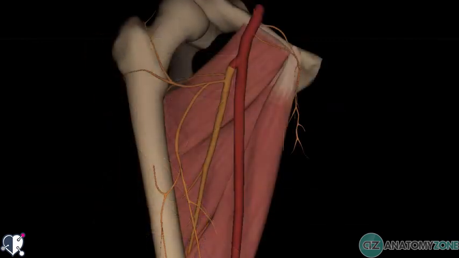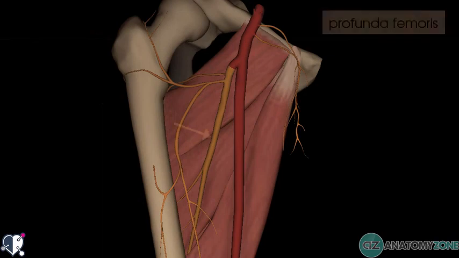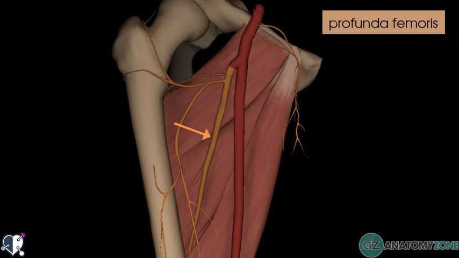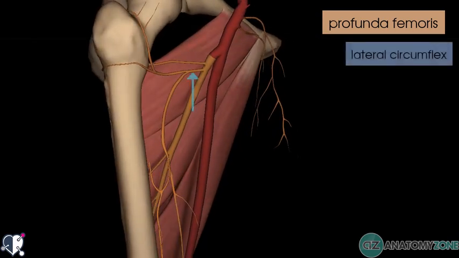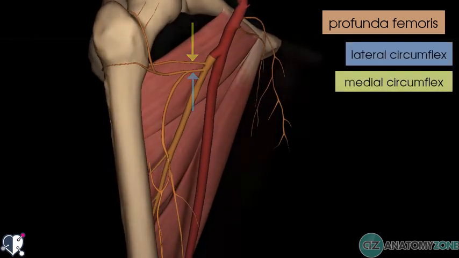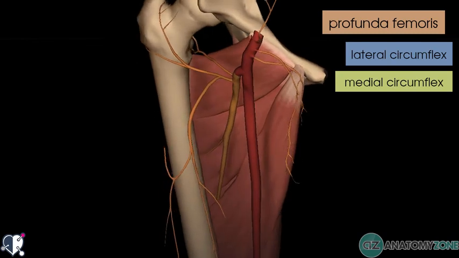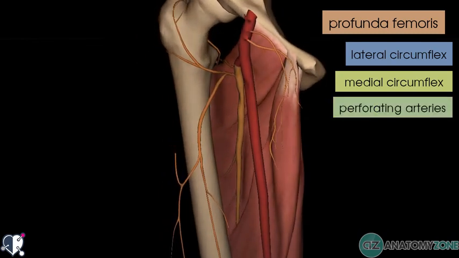The common femoral artery then gives off a deep branch known as the profunda femoris artery. This is known as the deep femoral artery, and it has two main branches: the lateral circumflex artery and the medial circumflex artery. The profunda femoris then terminates as perforating branches, which are known as perforating branches because they perforate the adductor magnus muscle.